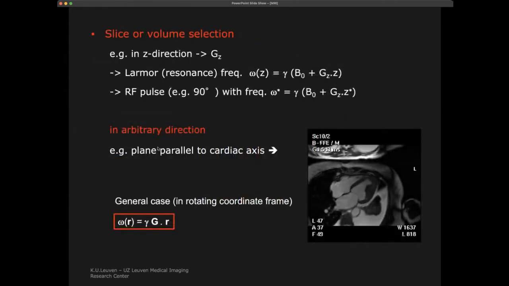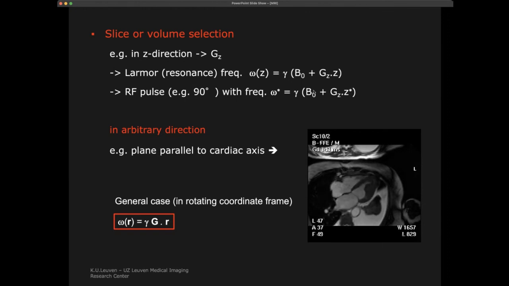And so that's the way that we do what's called slice selection, by using an extra magnetic field, which is relatively small, of course, compared to the main magnetic field, but which is dependent on the position. And that's the most important. And for the RF pulses, again, we have to select the right frequency for a certain position that we choose.